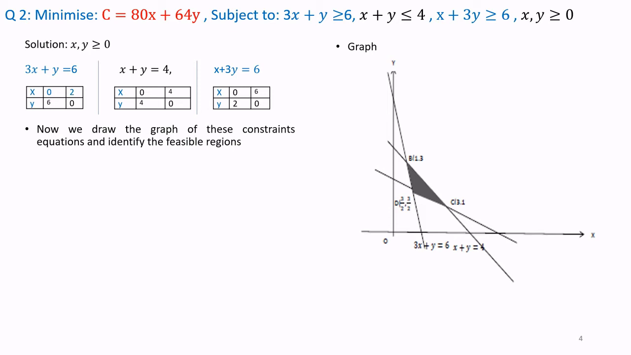Mark the scale accordingly. First we select the points for the equation 3x plus y. We have got the first point (0, 6). When x is 0, y is equal to 6. So this is y equal to 6.